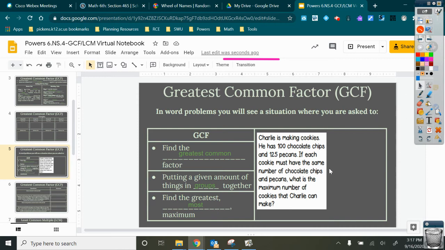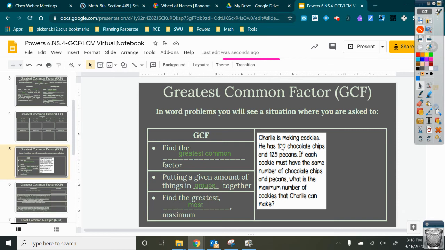So I'm going to read this one to you now, and I'm going to work through how you can figure out that this is the greatest common factor problem. It says Charlie is making cookies. He has 100 chocolate chips and 125 pecans. So he's got two different amounts of two different items, chocolate chips and pecans. If each cookie must have the same number of chocolate chips and pecans, what is the maximum number of cookies that Charlie can make? So what's happening here is we're taking the chocolate chips and the pecans and we're putting them in groups in a cookie together.